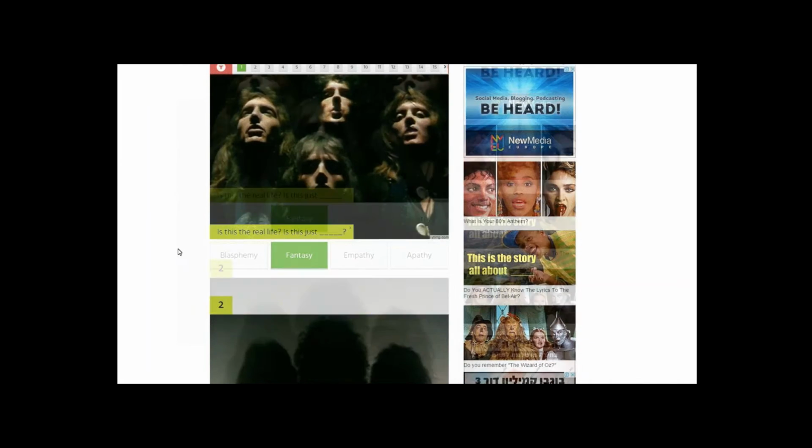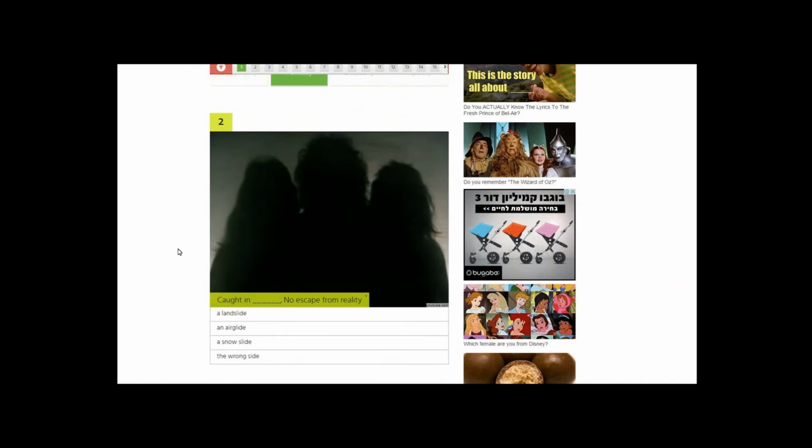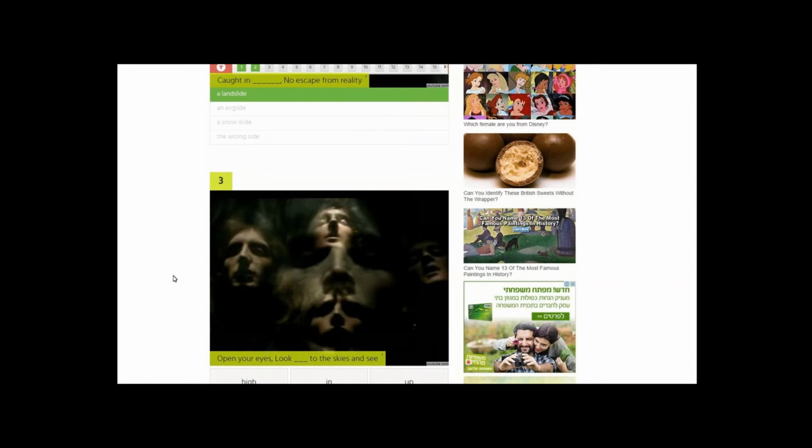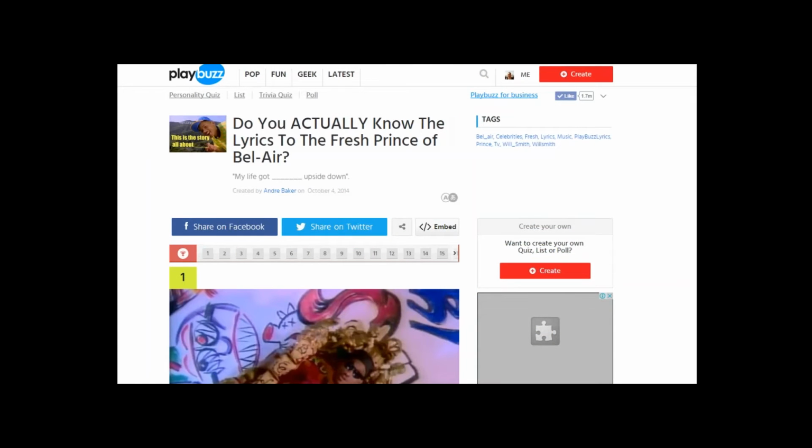We see the creator is given a blank, we have to fill in the blank. People are going to finish this type of trivia quiz because they're going to be singing along and they want to prove how much they really remember this famous and iconic song. Here we have the example, do you actually know the lyrics of The Fresh Prince of Bel-Air, a very famous song that most of us remember.